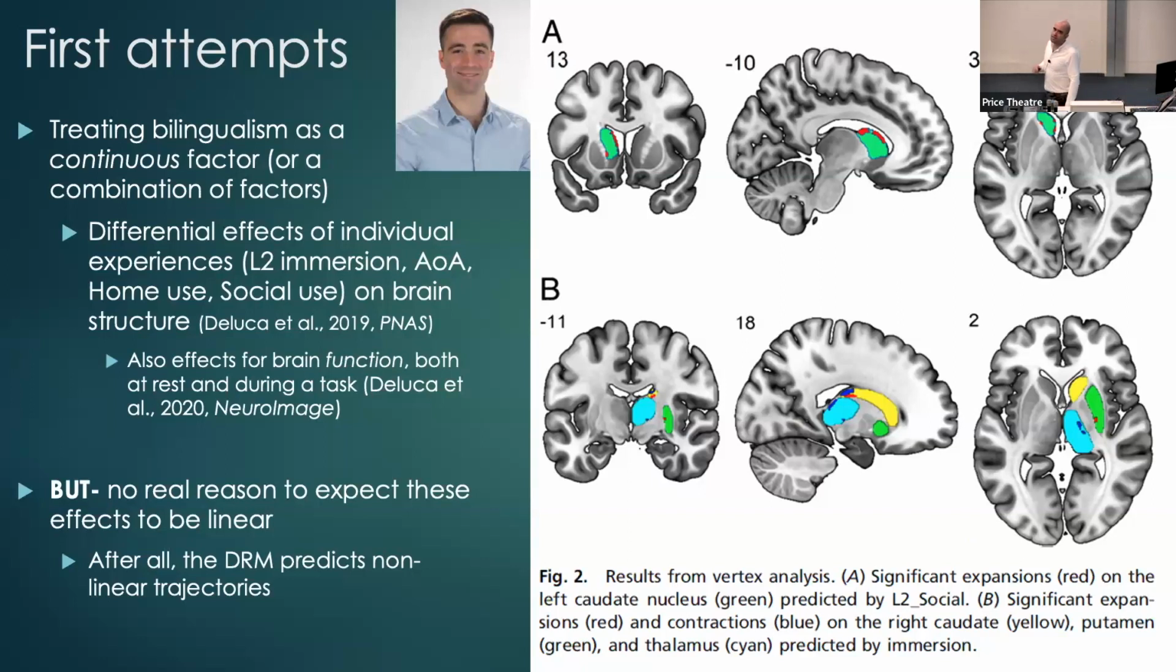But then we realized that this paper tested for linear effects. My own theory does not predict linear effects, right? It predicts non-linear effects. So that's good enough to begin with, but there's no real reason to expect these effects to be linear. So let's do nonlinear.